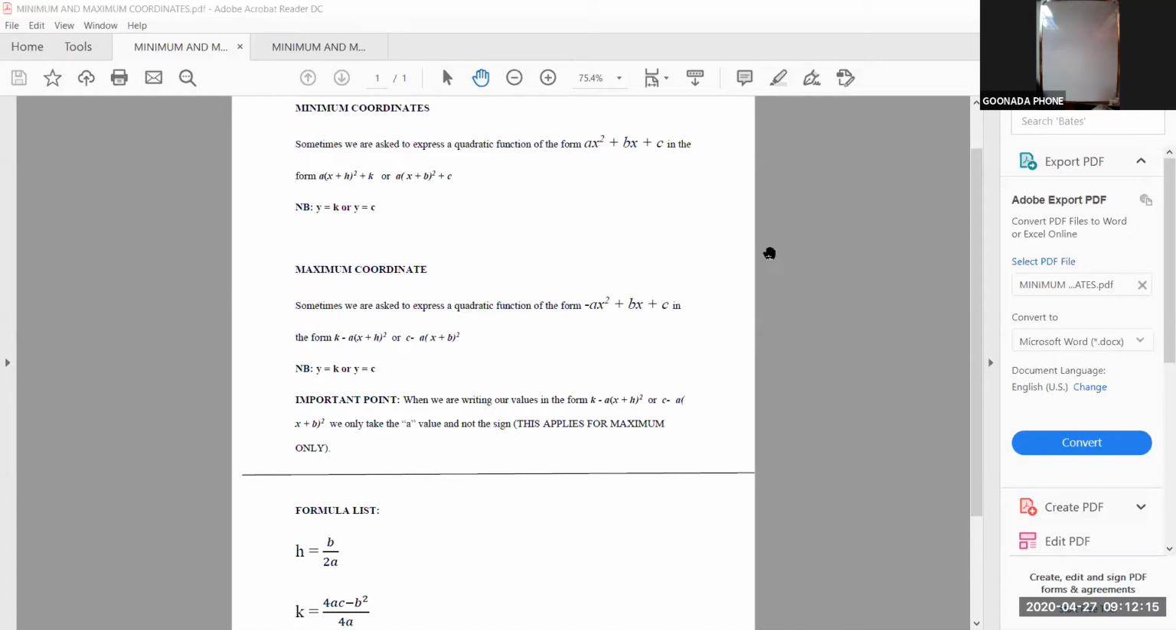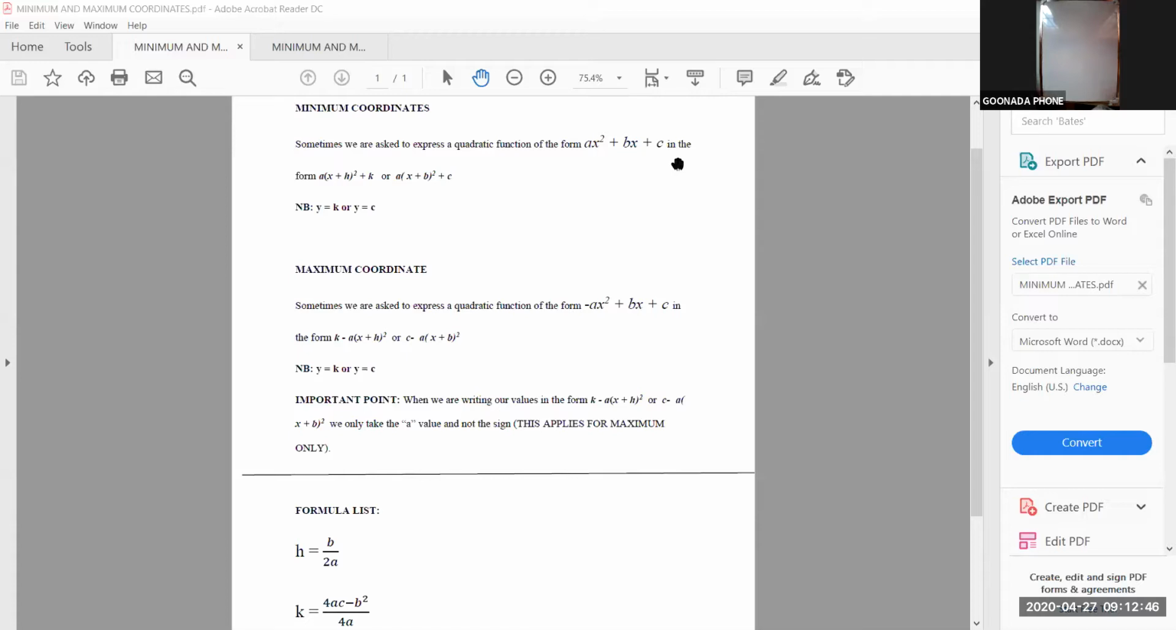Okay, so let me just quickly explain what is minimum and maximum coordinates, right? Now, sometimes you will be given a quadratic, and as you all know from our class on factorization, as well as when we did the quadratic formula and graphs, etc., I kept on talking about quadratic functions, and I even introduced it to you all when we did factorization, right? A quadratic function is of the form ax squared plus bx plus c, as you all can see here, right?